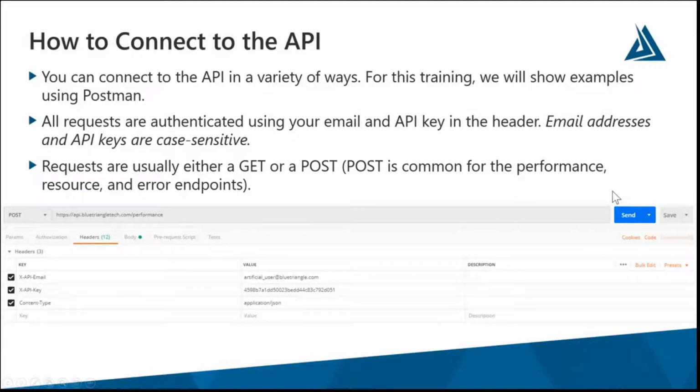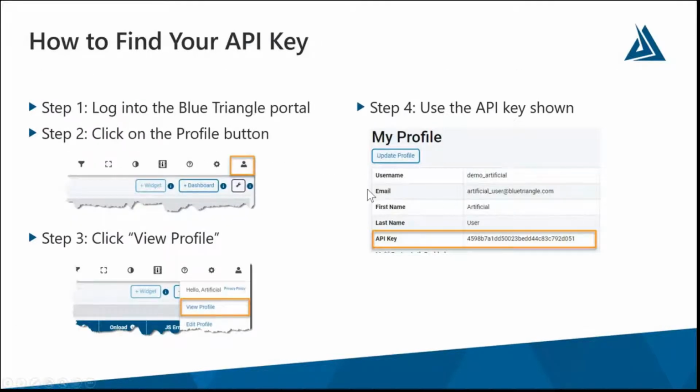All right, so how do you find your API key? It's actually pretty easy. If you click on your profile, this is the little person icon in the very top right of Blue Triangle, you can click to view your profile, and then in the details in your profile, there's an API key that's already generated for you. There are no extra steps. This will already be available for you to use.